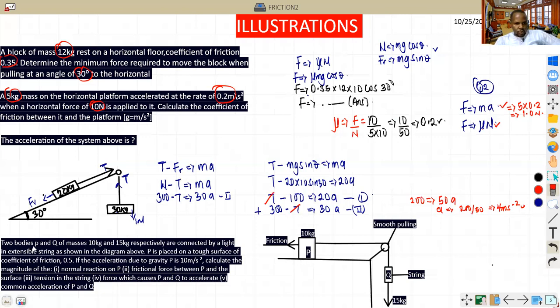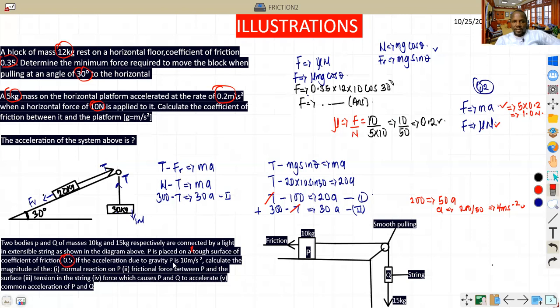I think we have something. Two bodies, P and Q, 10 kg and 15 kg, are connected by a light inextensible string as shown in the diagram. P is placed on the rough surface. That means there's going to be friction. And the coefficient of friction is 0.5.